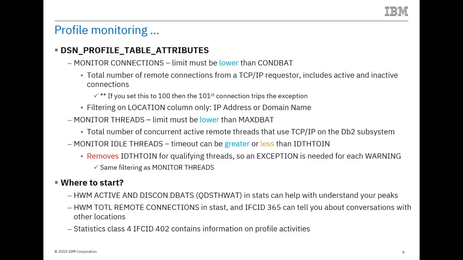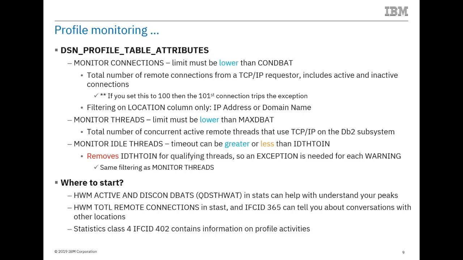Monitor threads must be lower than MAXDBAT, of course. And it's a total number of concurrent active remote threads. Well, I mean, they could be active or inactive depending on how this is bound, but it's a thread with, for instance, that auth ID, whether they're doing actual work or not. Monitor idle threads. So this is obviously for your timeout value, and it could actually be greater or less than the idle thread timeout. So that's an interesting option.